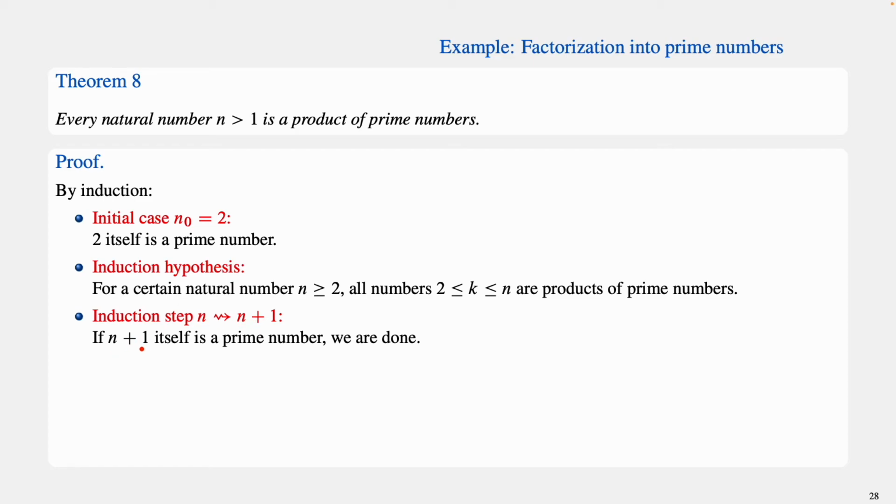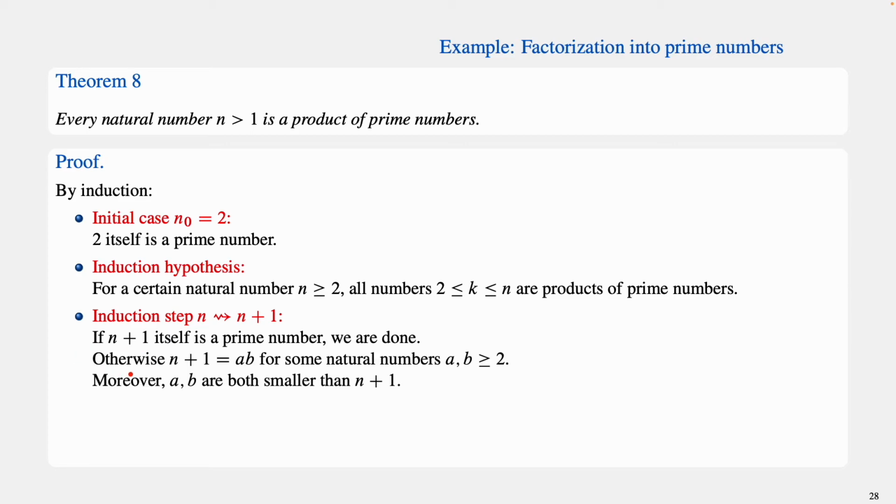If n plus 1 itself is a prime number, we have nothing to prove. Otherwise, if n plus 1 is not prime, it must be the product AB for some natural numbers that are greater or equal to 2. That's directly from the definition of not being prime. Moreover, because these two have to be multiplied to give n plus 1, they're both smaller than n plus 1, so the induction hypothesis applies to them, because all the numbers between n plus 1 and 2 are included in this range here.